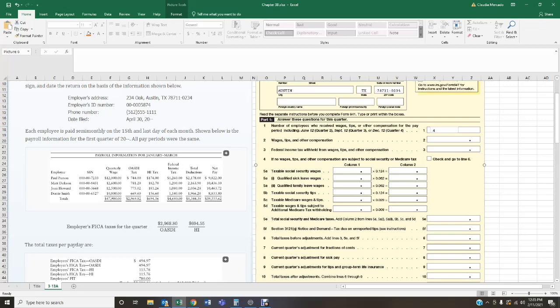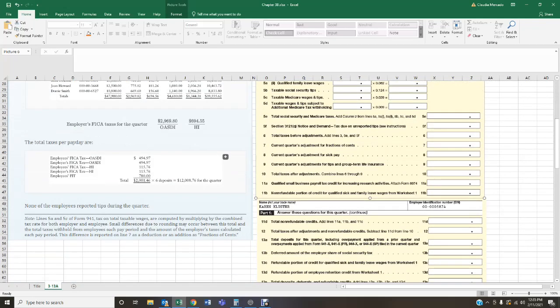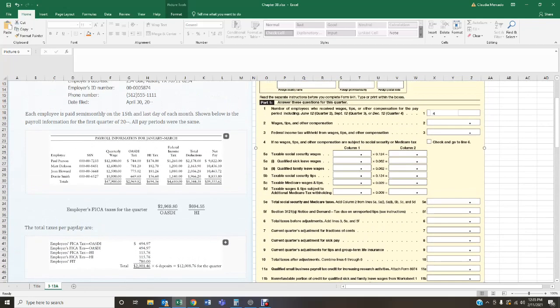Wages, tips, and other compensation. Now, these were wages paid. We have the wages paid, and then below here, none of the employees reported tips during the quarter. So we don't have any tips. Our employees did not get paid by tips. They just get paid by wages. So, wages, tips, and other compensation.